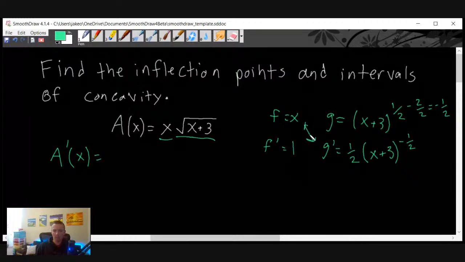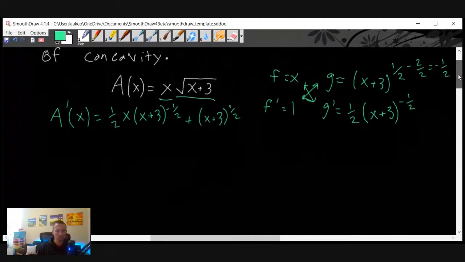So now product rule says that we can cross multiply these. Actually, let's go ahead and write this in a little bit neater format here. We'll say 1/2 times x plus 3 to the negative 1/2, and then 1 times (x+3) to the 1/2 plus x plus 3 to the 1/2. 1 times it isn't going to change it, so we don't have to write that out.